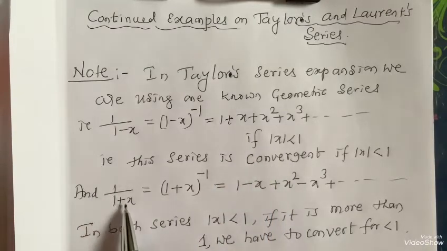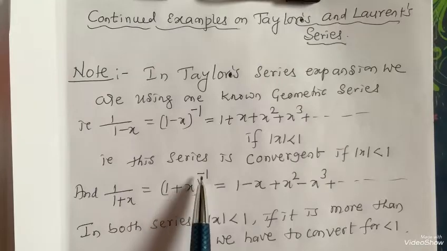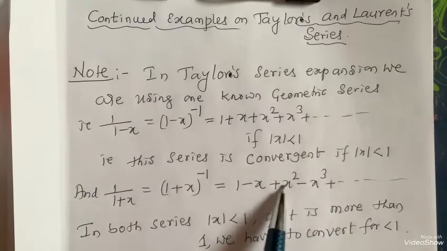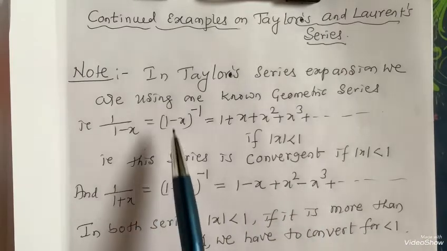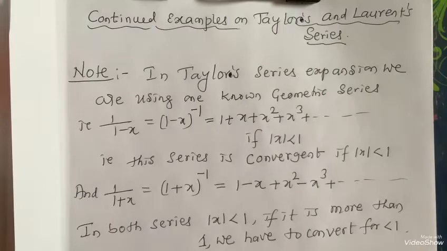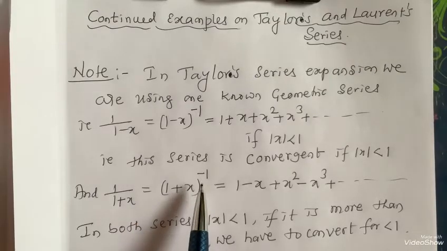Similarly 1 upon 1 plus x, that is (1 plus x) raised to minus 1, has alternating plus and minus signs: 1 minus x plus x square minus x cube plus and so on. These two series you use in getting the Taylor and Laurent expansions. In both series, mod x should always be less than 1.